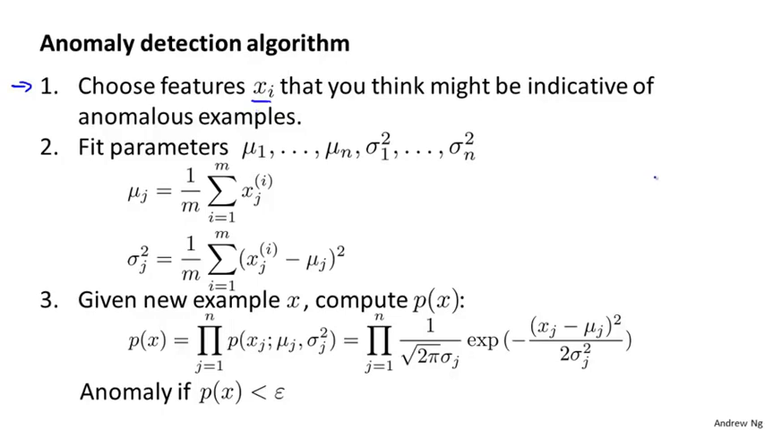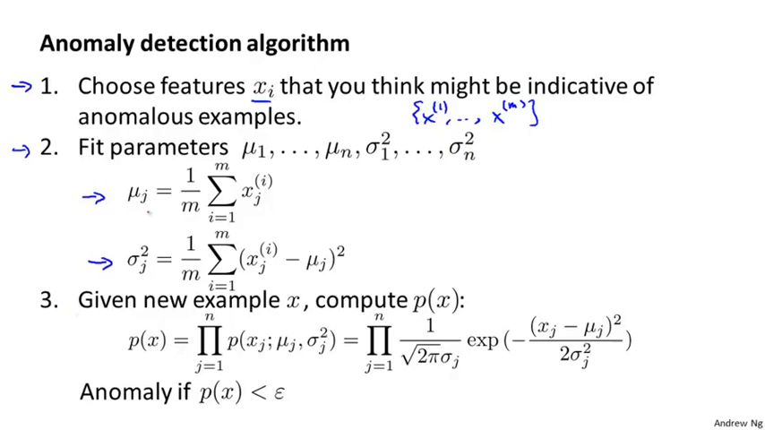But more generally, just try to choose features that describe general properties of the things that you're collecting data on. Next, given a training set of m unlabeled examples, x1 through xm, we then fit the parameters mu_1 through mu_n and sigma squared 1 through sigma squared n. These are similar to the formulas we had in the previous video that we're going to use to estimate each of these parameters.